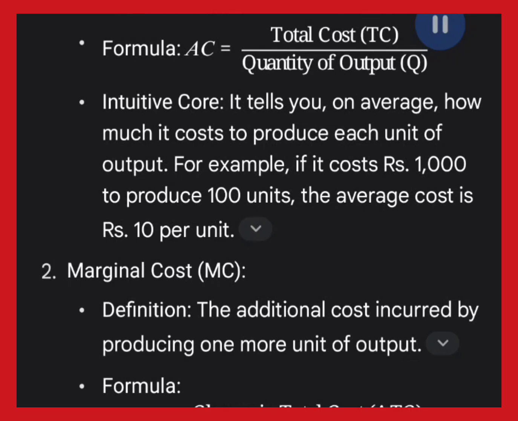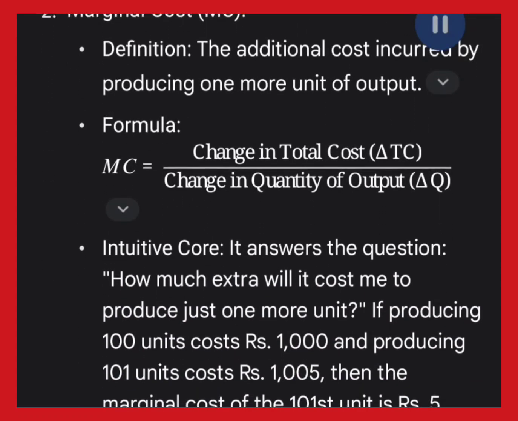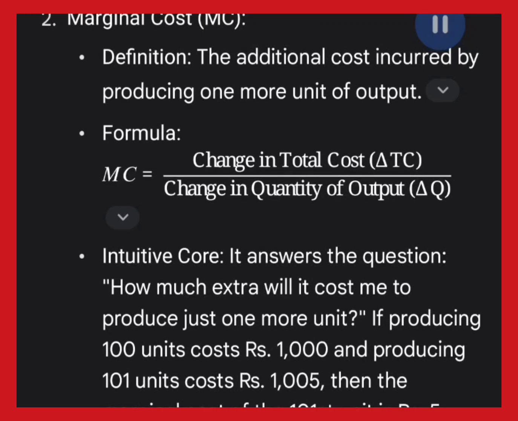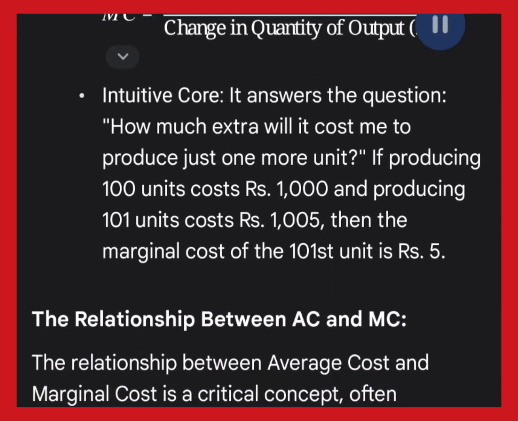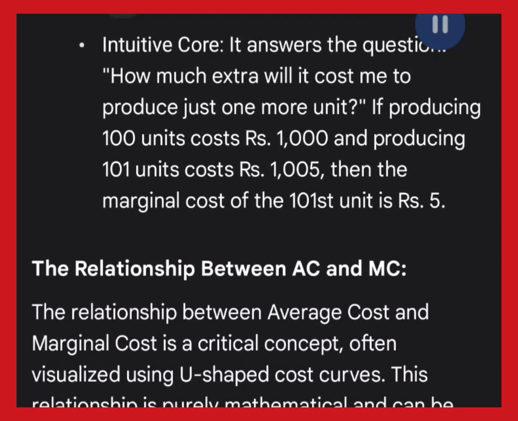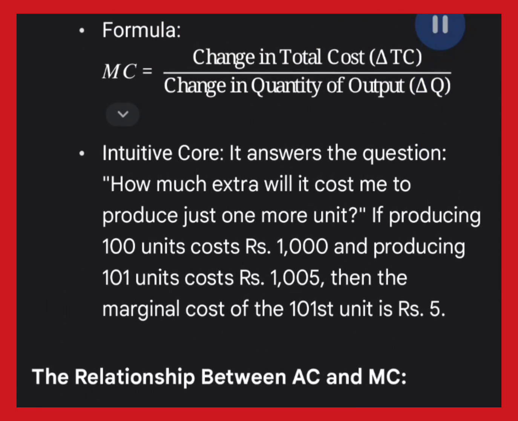2. Marginal cost (MC). Definition: the additional cost incurred by producing one more unit of output. Formula: MC equals the change in total cost, delta TC, divided by the change in quantity of output, delta Q. Intuitive core: it answers the question, how much extra will it cost me to produce just one more unit? If producing 100 units costs 1000 rupees and producing 101 units costs 1005 rupees, then the marginal cost of the 101st unit is 5 rupees.